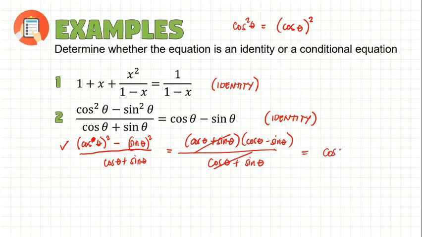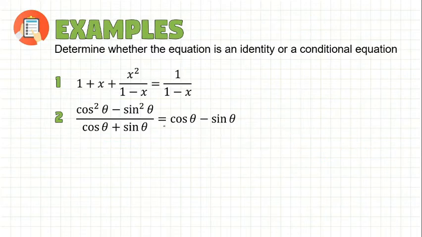So we will have cosine theta minus sine theta, which is this one. So therefore, this equation here is an identity. Okay, so number 2 is an identity. Now for number 3, we have tangent theta equal to cotangent theta. So in this case, we all know that tangent theta is not always equal to cotangent theta. So what are the values of theta that will make tangent theta equal to cotangent theta?